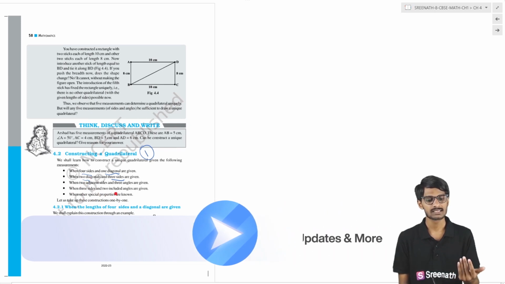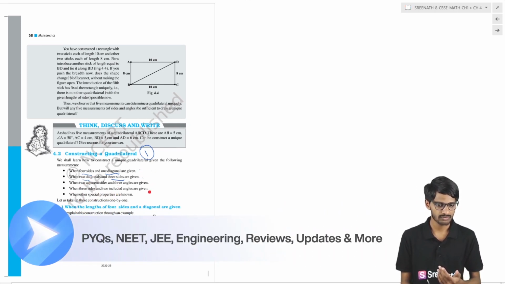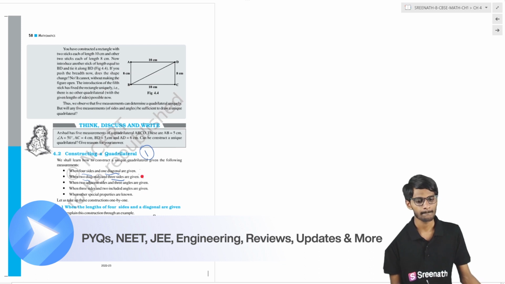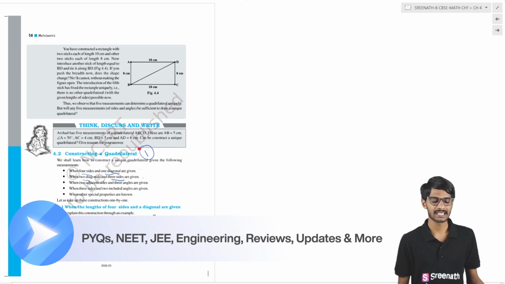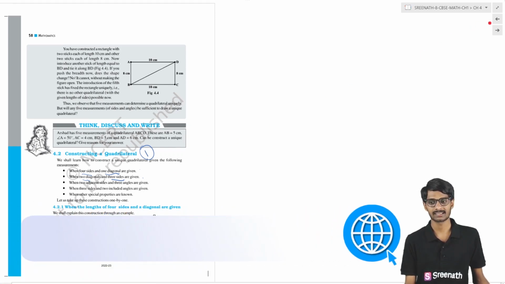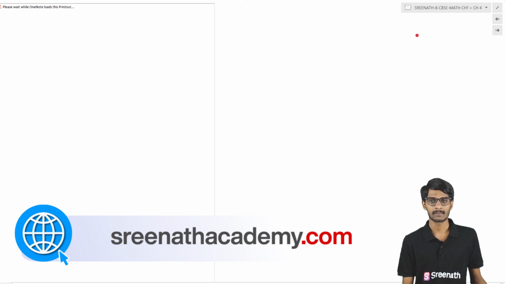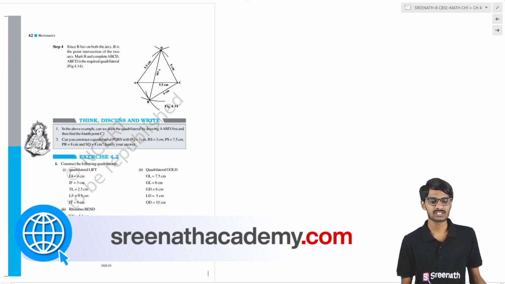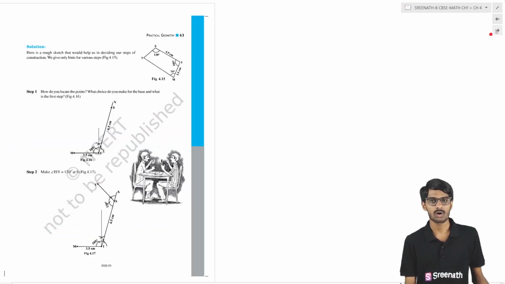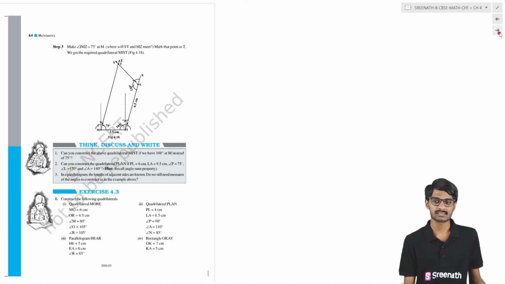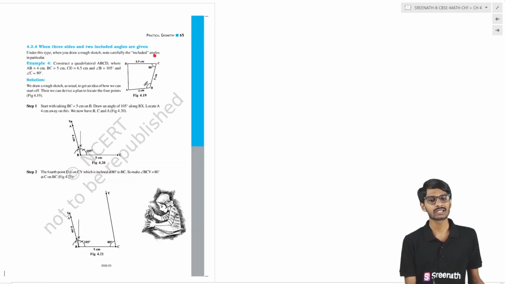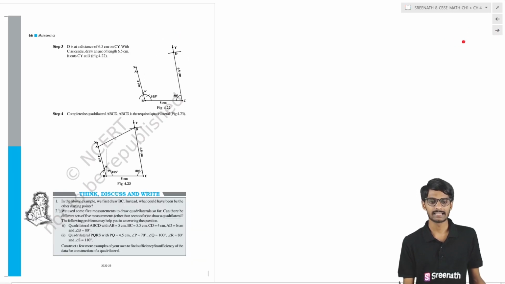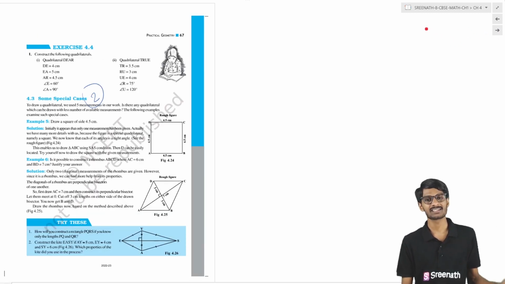All these four, 1, 2, 3, 4, we are going to study in the first topic, students. When the lengths of four sides and a diagonal are given, how to draw it. When two diagonals and three sides are given, how to draw a quadrilateral. When two adjacent sides and three angles are known, how to draw a quadrilateral. And when three sides and two included angles are given, how to draw a quadrilateral. Those are the things in the first topic, students.